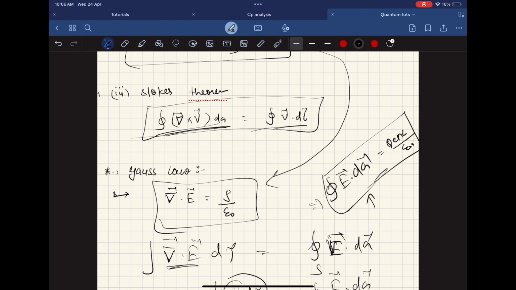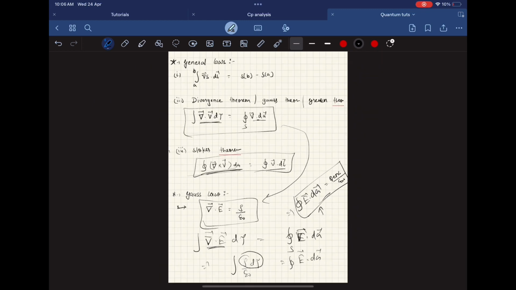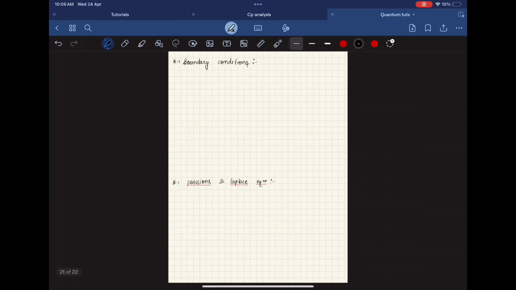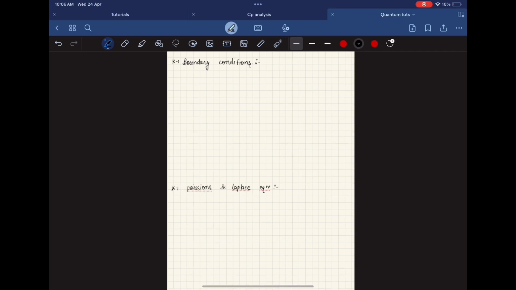So now let's move on to the next section. Let's see what the boundary conditions are. In this chapter we have lots of questions based on Laplace equations. In all the problems, usually, we have these four boundary conditions which I am going to tell you now.